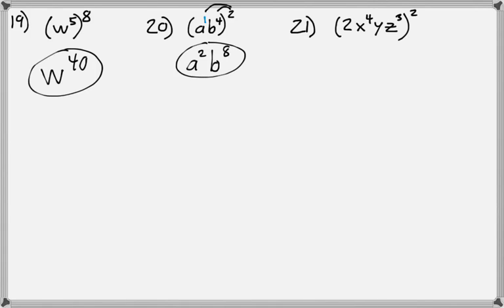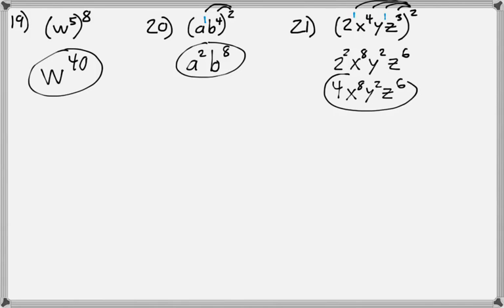And then lastly, with 21, again, there's an implied 1 here. There's actually an implied 1 here as well. So if I take this 2 and distribute it to all of them, this is going to be 2 squared, x to the 8, y squared, z to the 6, and then 2 squared out in front, I want to express that as 4. So that will be my final answer.